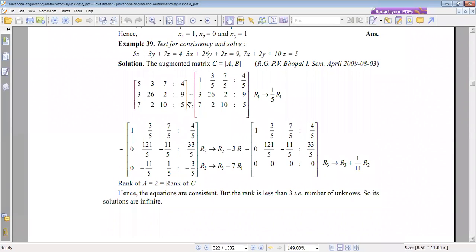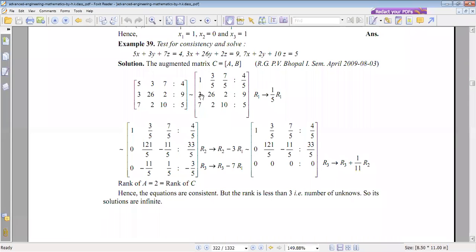Okay. So see here. Our aim is we have to make it in the triangular form, or you can say echelon form. Your aim is only to make these equal to 0. So you can divide this one by 5 and make it equal to 1. Clear? So R1 tends to 1 by 5 R1. We divide the first row by 5. Then what you got? 5 by 5, 1, 3 by 5, 7 by 5 is equal to 4 by 5.